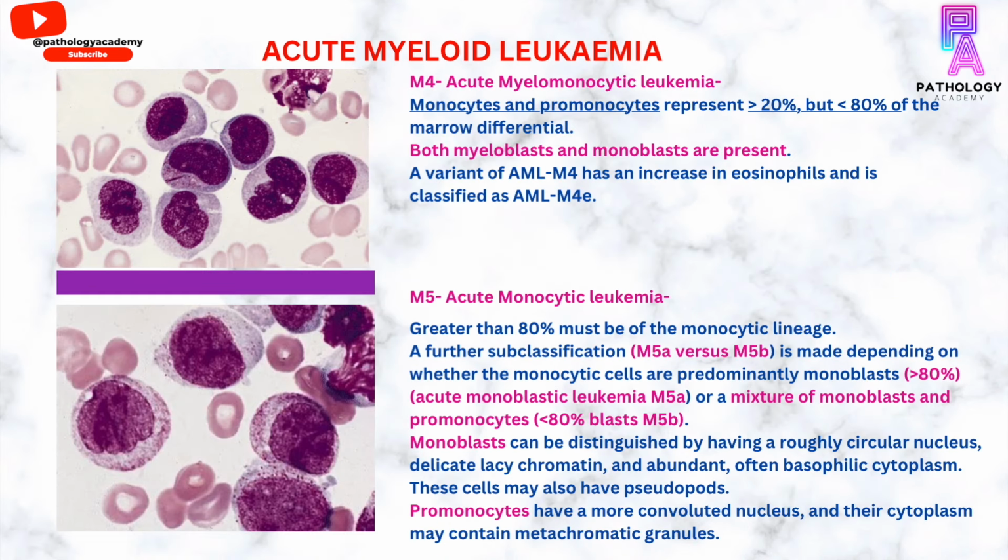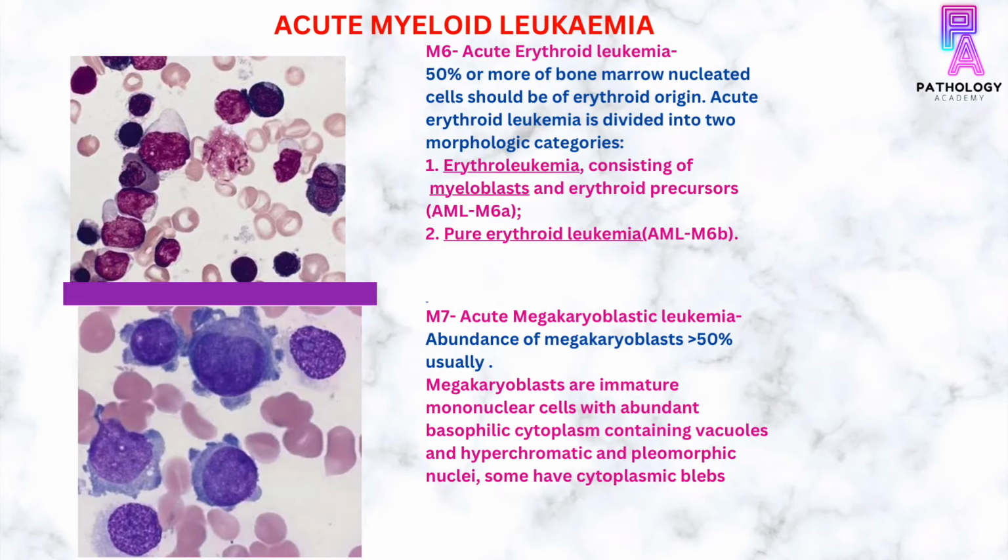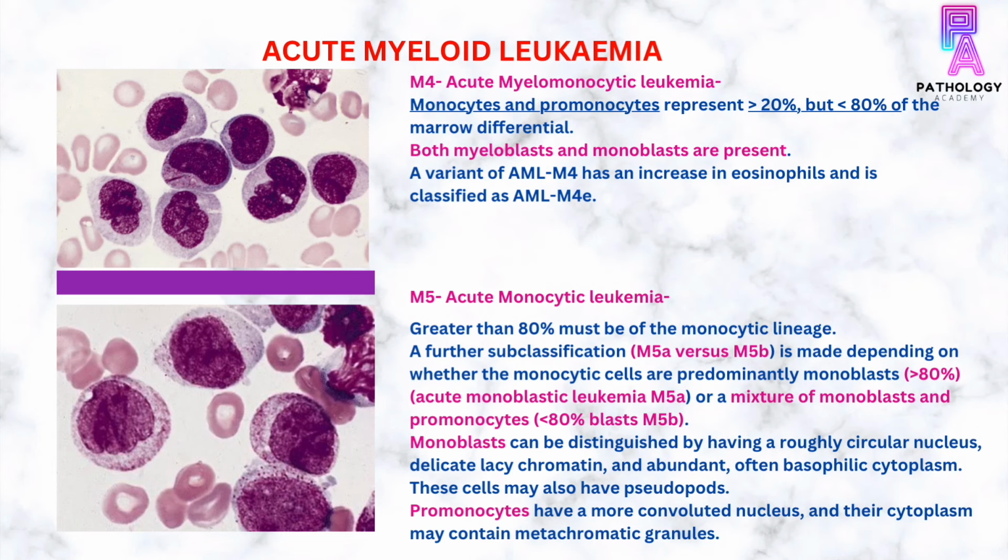M4. The M4 is acute myelomonocytic leukemia. In this, along with blasts, there is presence of monocytes and promonocytes in more than 20%, but they are less than 80% of the marrow differential. Both myeloblasts and monoblasts are present. A variant of AML M4 has an increase in eosinophils and it is classified as AML M4E.